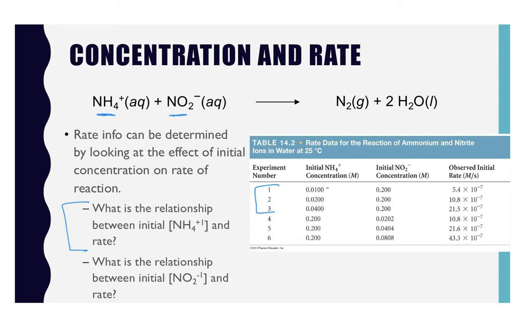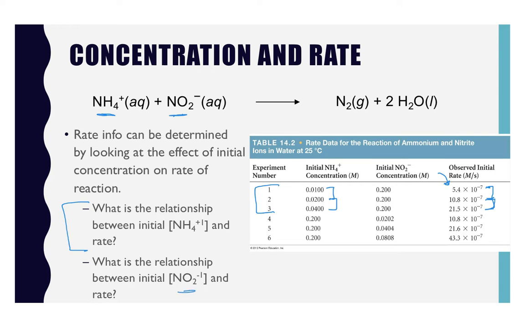Well, if I go from 0.1 to 0.2, I'm doubling the initial concentration. Same thing, 0.02 to 0.04, doubling the concentration. What do I see happens to the rates during that time? Well, between 0.01 and 0.02, I go from 5.4 times 10 to the negative 7th to 10.8 times 10 to the negative 7th. Hopefully you recognize that that's a doubling, okay? If I go from 0.2 to 0.4, which again is doubling the concentration, I am once again doubling the rate. So what's the relationship between them? In short, when I double the concentration, I double the rate.